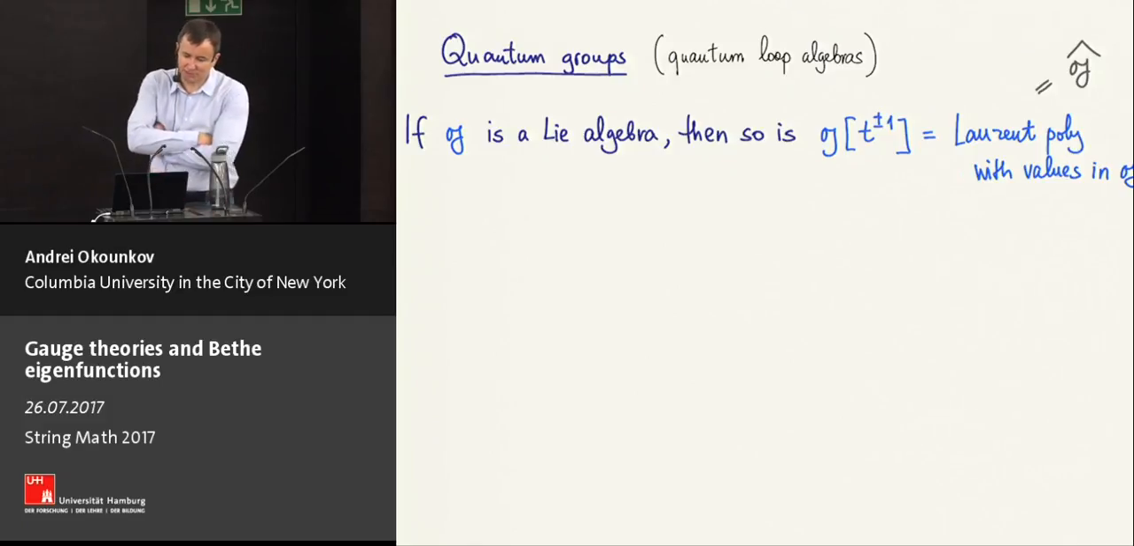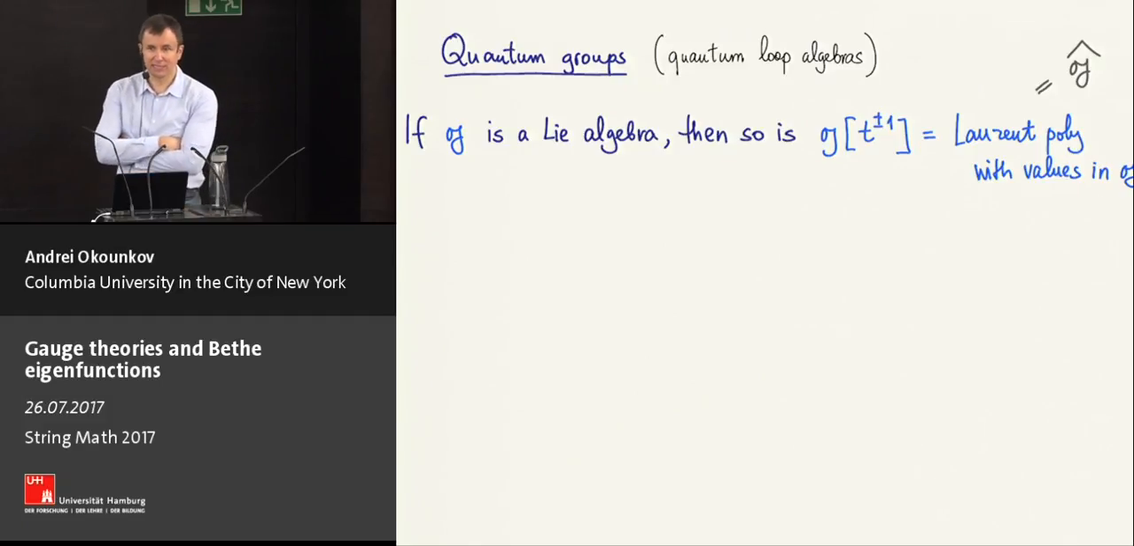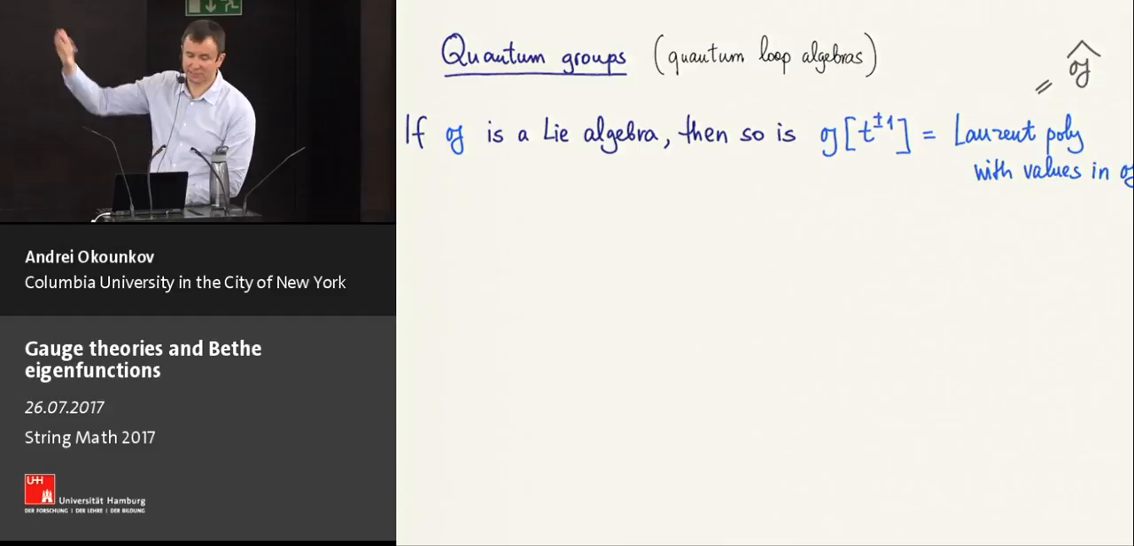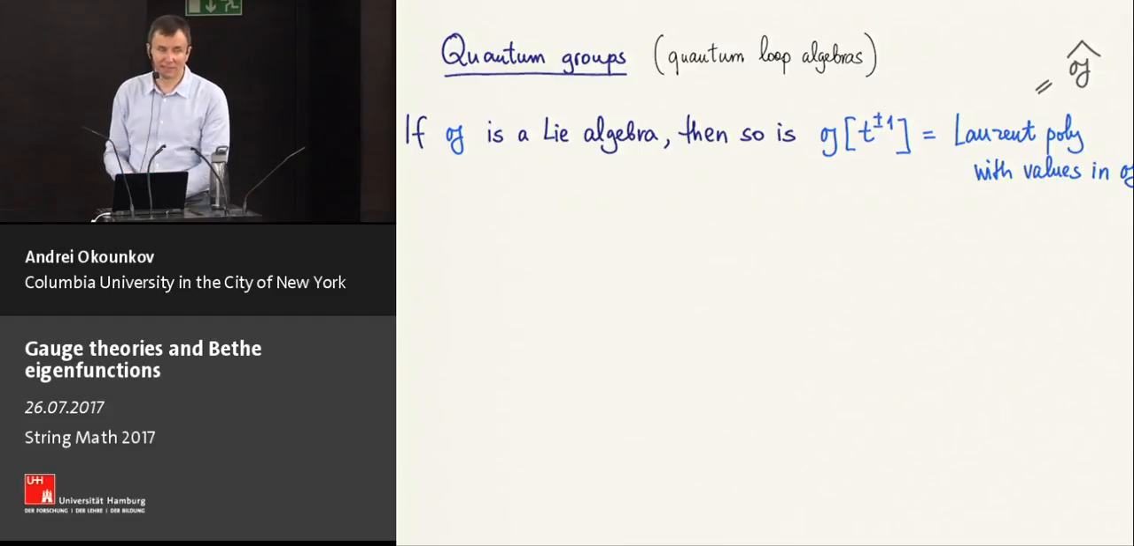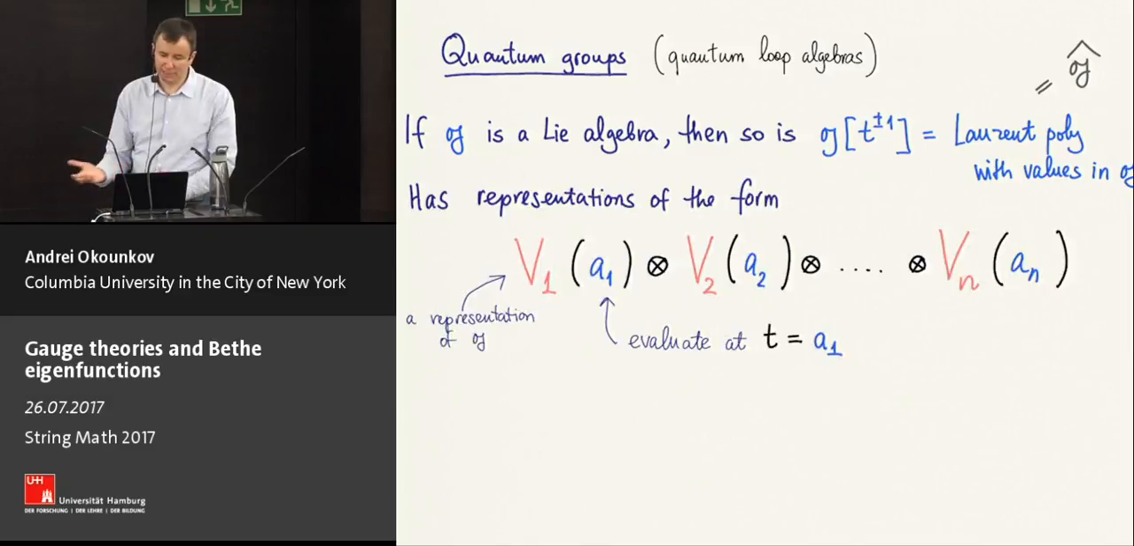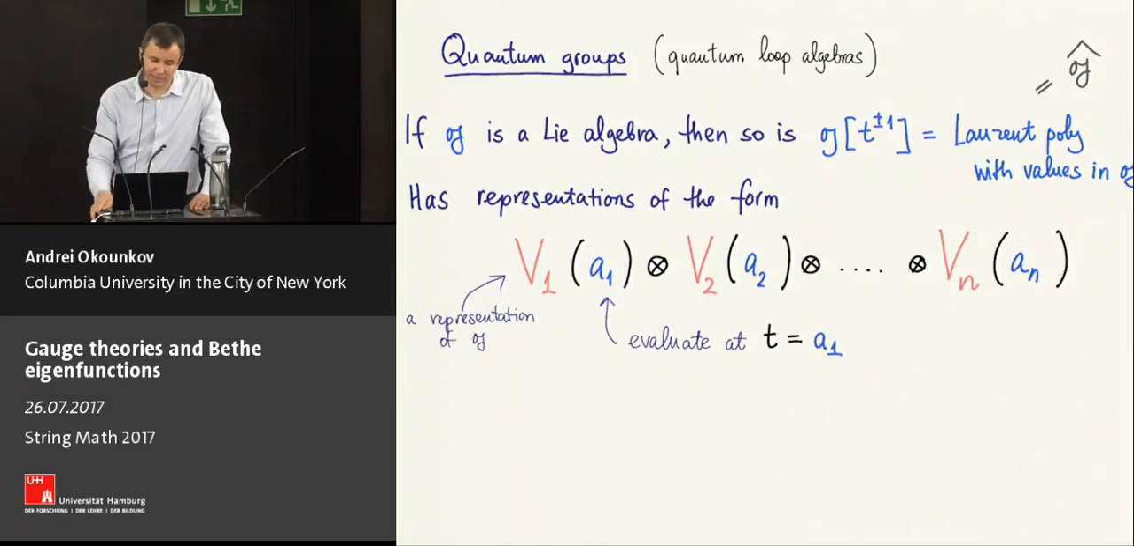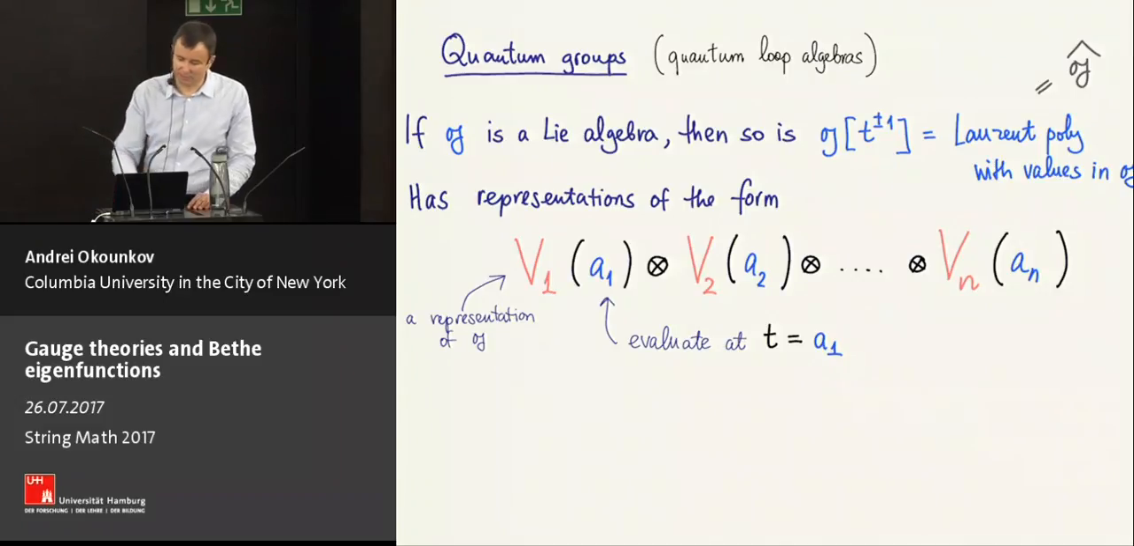So if I have a Lie algebra, then I can consider the Lie algebra of Laurent polynomials with values in this Lie algebra. It's again a Lie algebra by point-wise, or term-wise, commutator. It will be denoted g hat. And this object has a category of representations of the following kind. If I have a Laurent polynomial, then the first thing I can do is evaluate it at some value of t, let's say t equals a1.